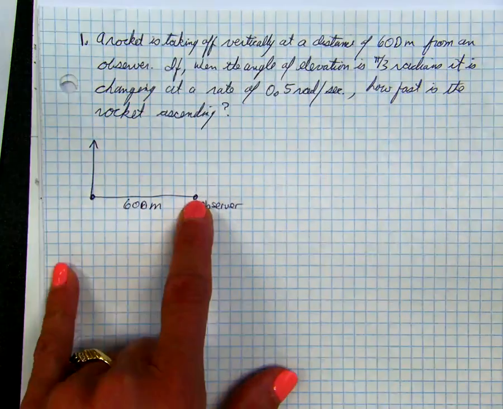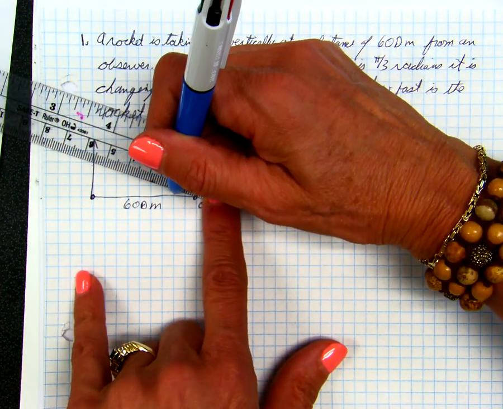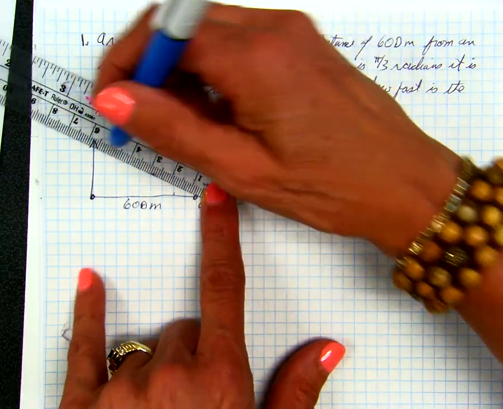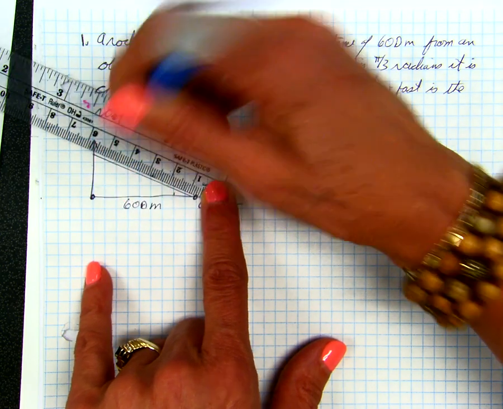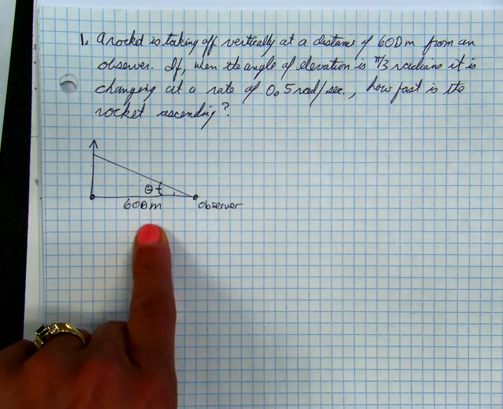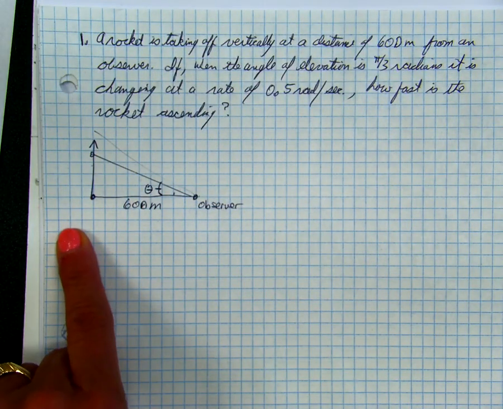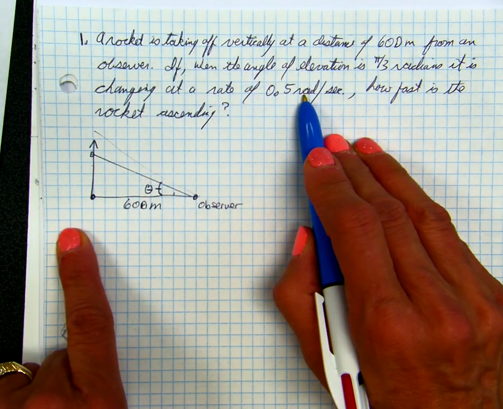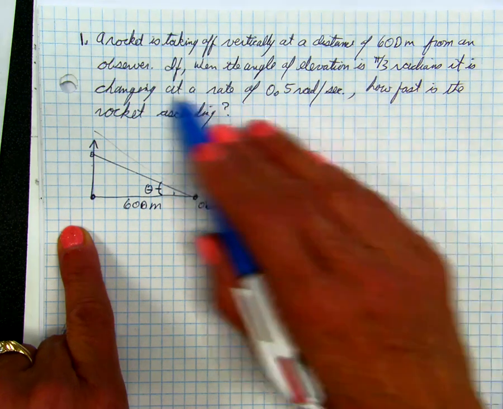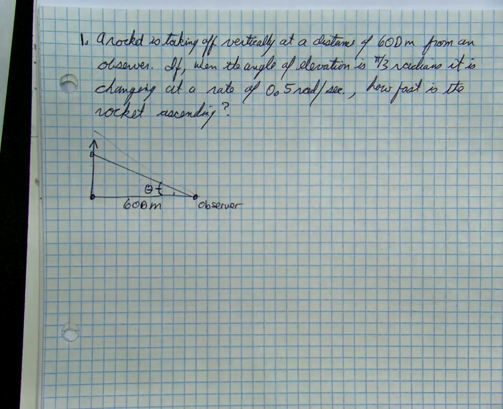Okay, so angle of elevation means this. We're looking at this rocket, and if it's here, this is my angle of elevation, and as it goes up, you can see that angle of elevation increases. I'm just going to label it theta, my angle of elevation. Here's my rocket ship, and that angle keeps on changing. In fact, it tells us the rate at which it changes. So if when the angle of elevation is pi by 3 radians, it's changing at a rate of 0.5 radians per second, the question is, how fast is the rocket ascending?